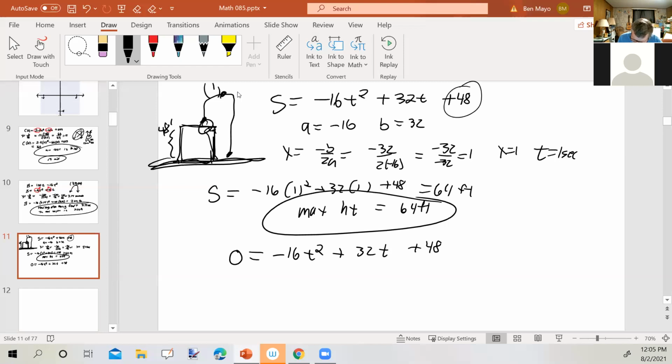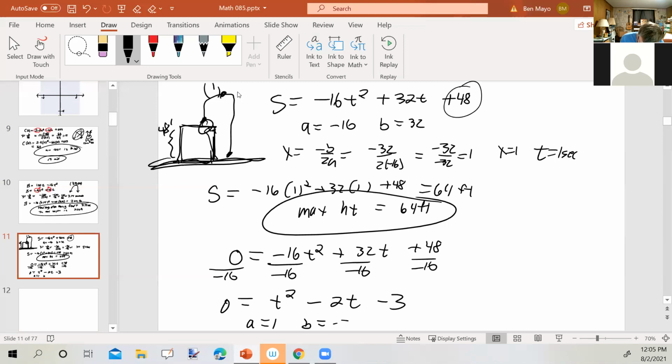We could tidy this up a little bit and make things a little simpler. Can you see that 16 is a common factor of negative 16, 32, and 48? So I could divide this thing down by 16, but you know what I'm going to do? I'm going to actually divide it by negative 16, because that's going to accomplish two things. It's going to reduce it down, but it's also going to make my leading coefficient positive. So I've got 0 equals 1t squared minus 2t minus 3. Now, A is 1, B is negative 2, and C is negative 3.